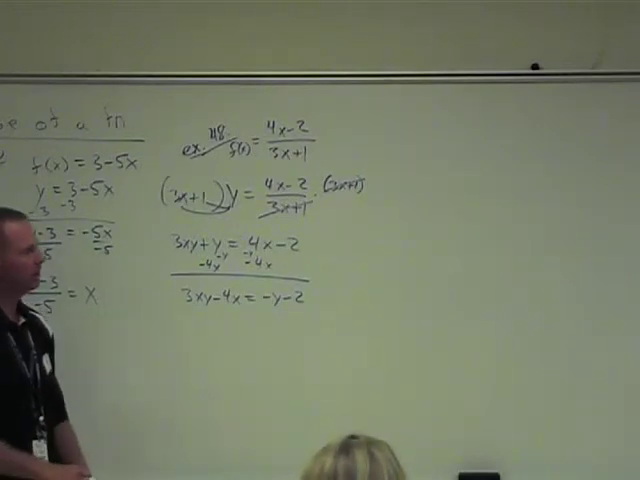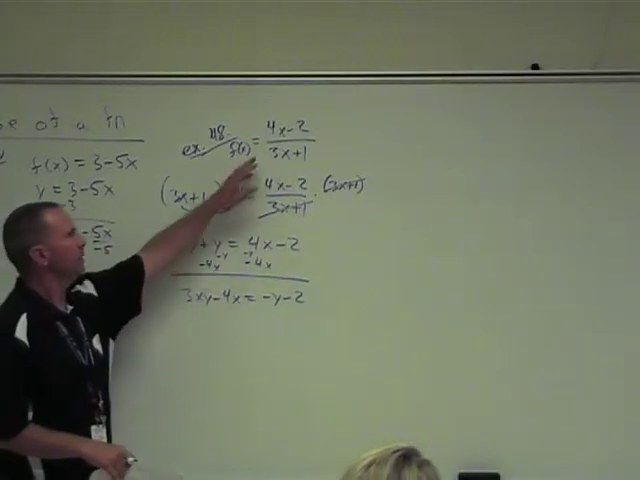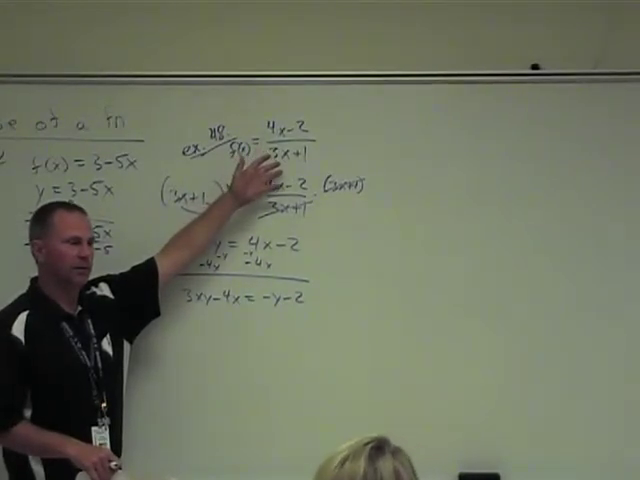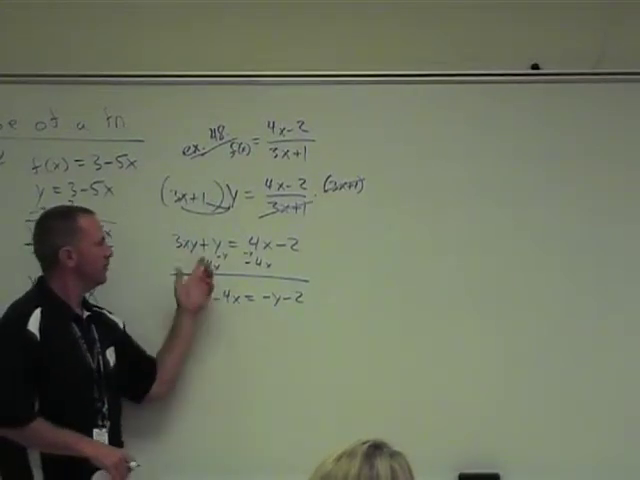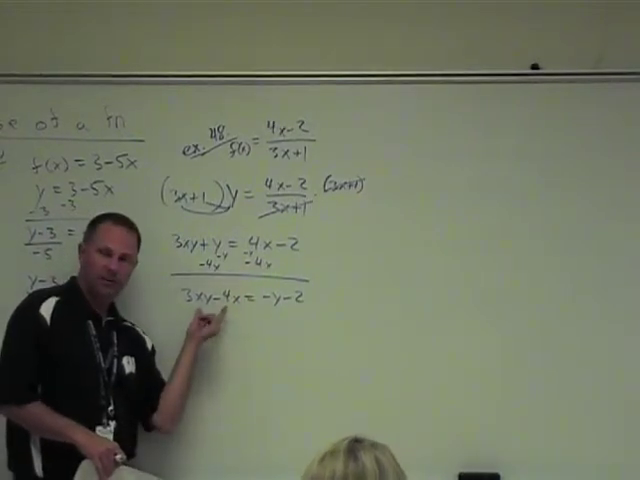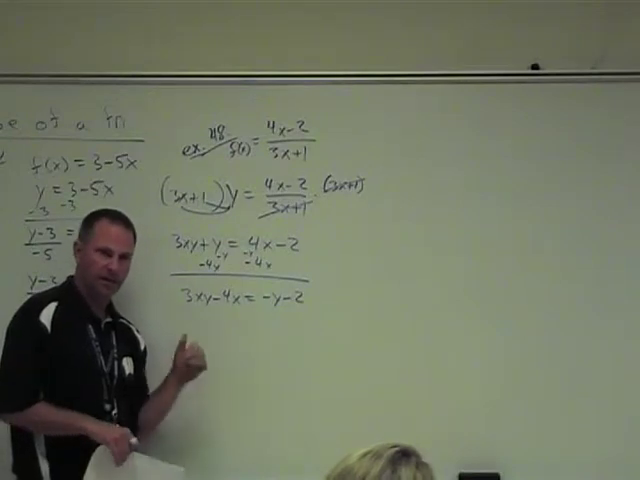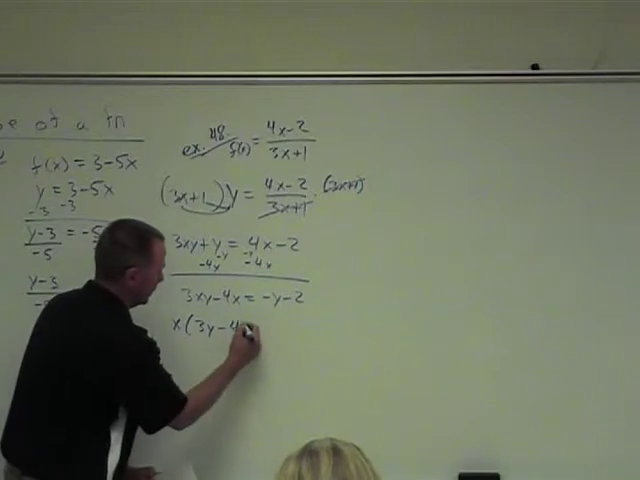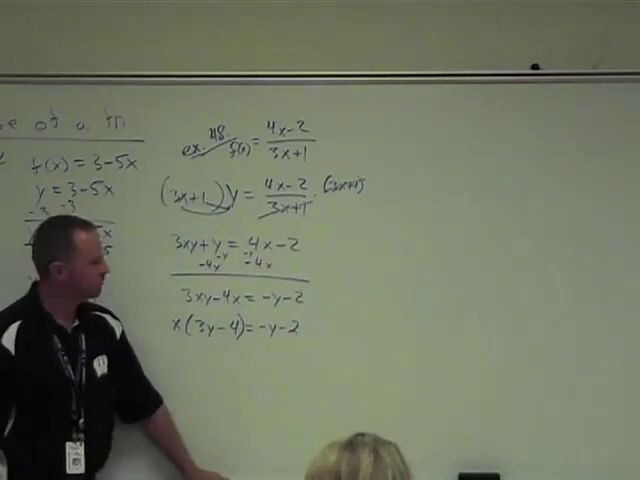Alright, first, let's just go back and mention what we did here. We had our x's in two different spots. We have one in the denominator, so to remove it, we multiplied by it. Then we had x's on both sides of the equal sign. We need to get them together so that when they are together, I can factor x out. And I get 3y minus 4 equal to negative y minus 2.